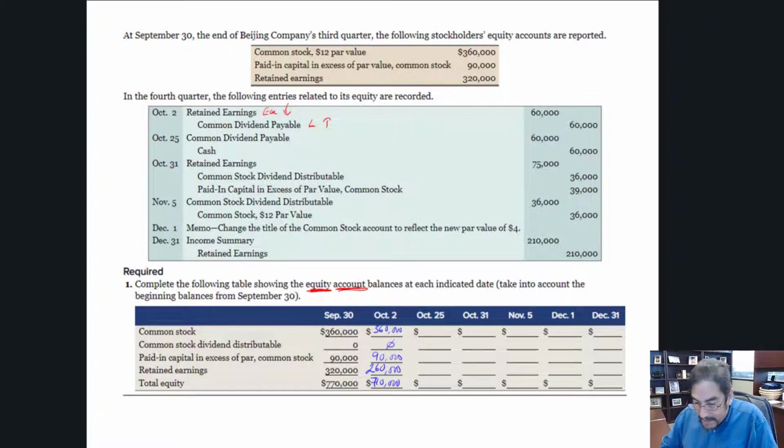On the 25th, we are getting rid of the liability with a debit and spending cash to pay that liability for the dividend. Neither one of those are equity accounts, so nothing changes.